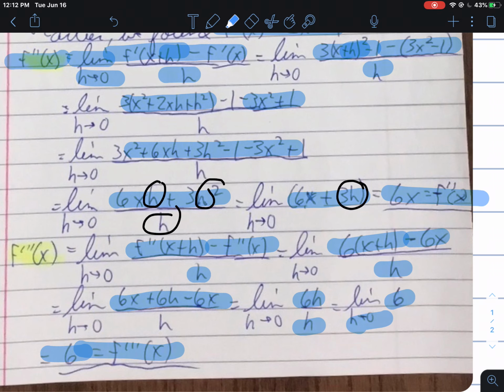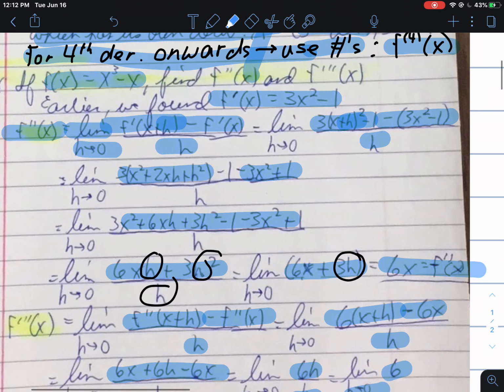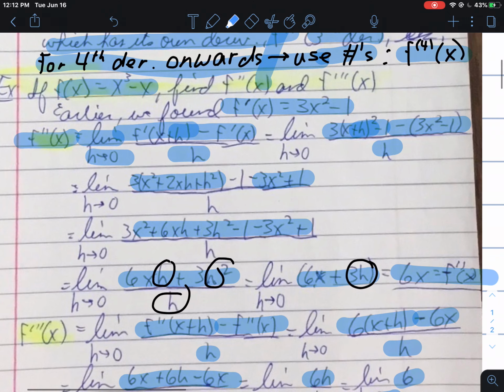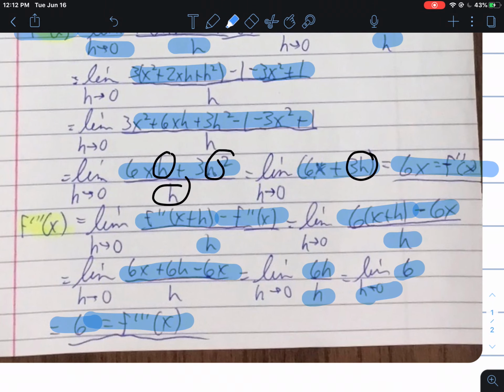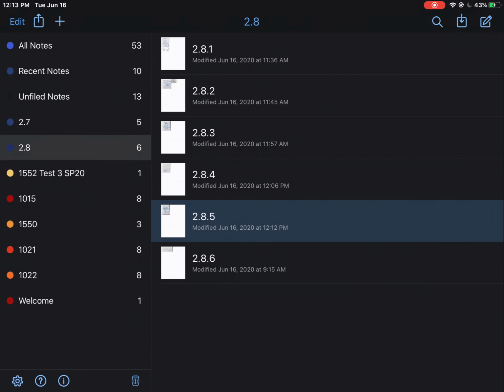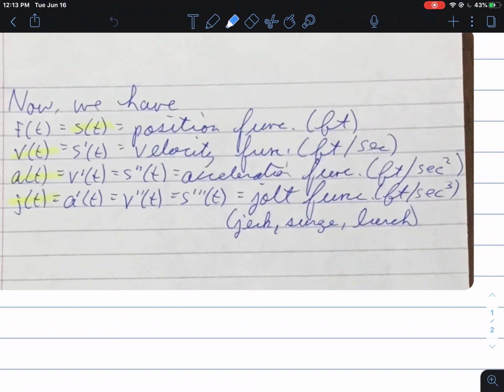So we have our function, f of x, x cubed minus x. We had f prime, which was 3x squared minus 1. F double prime, which was 6x. And now our third derivative, f triple prime, which is 6. But again, it's all relative in terms of notation. Which function am I differentiating to get the next derivative?